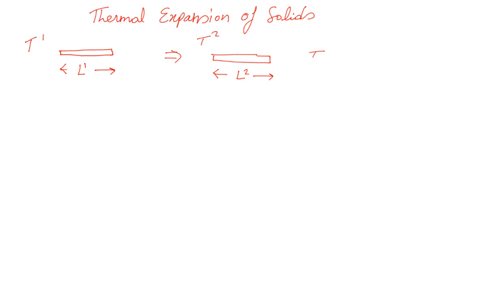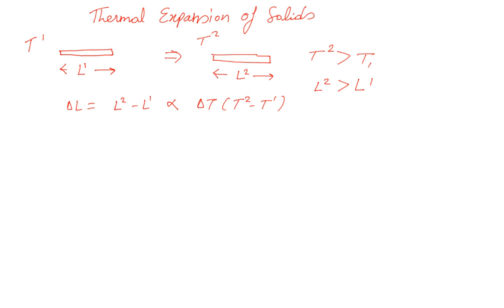and if you increase the temperature such that T2 is greater than T1, it has been observed in most of the cases that L2 is greater than L1. And this is called the thermal expansion of solids. And it has also been observed that the change in length, which means delta L, which is L2 minus L1, it's not really L square but L2, is proportional, which means it increases proportionally with the increase in temperature, which is delta T. And we know that delta T is nothing but T2 minus T1. That's the first observation.